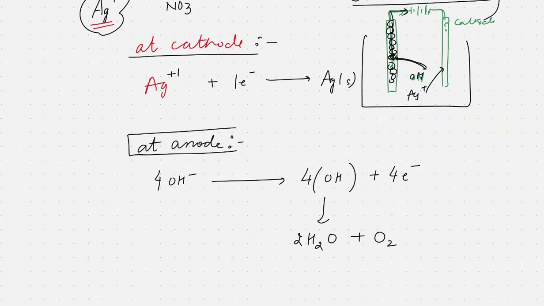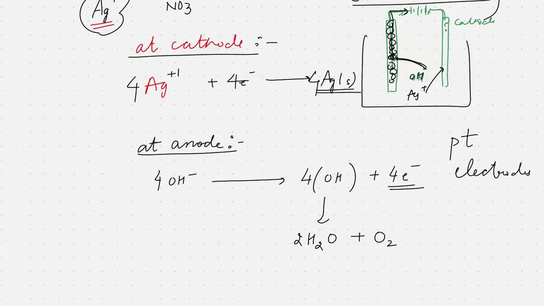So this is what we have. At the cathode, Ag plus 1 goes, plus 1 electron, and Ag solid comes. And again, we have to balance the electrons, so we multiply this equation by 4. So that's my equation at the cathode and anode with platinum electrodes.